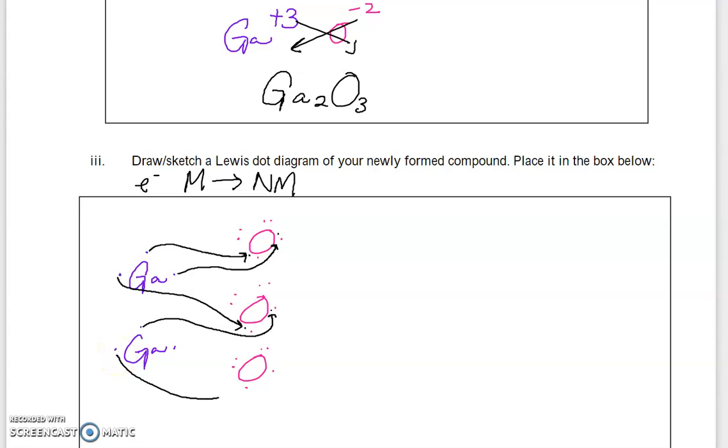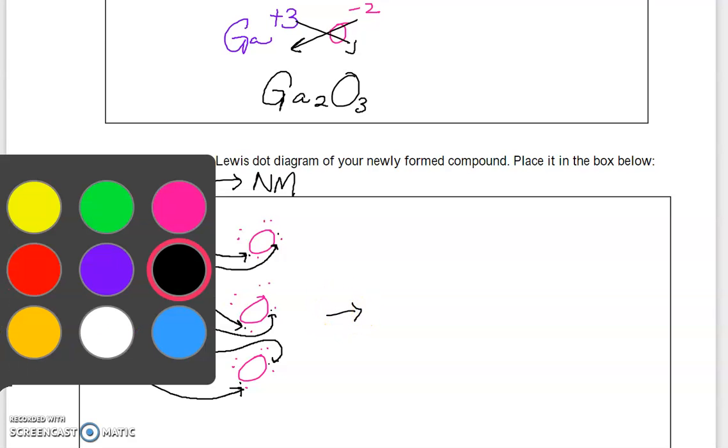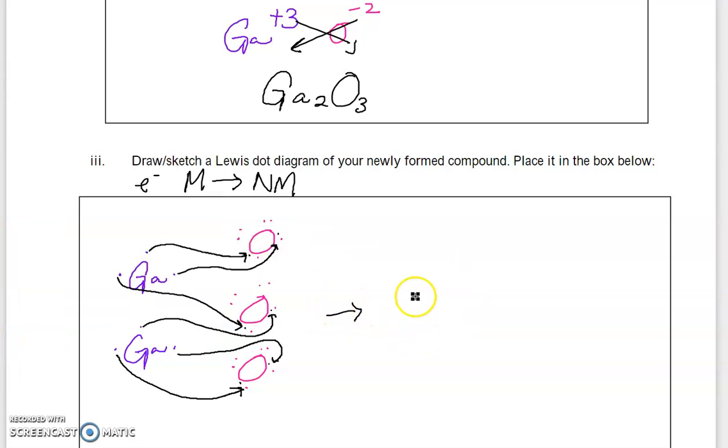This lonely electron is going to go over here. Put that dot there. And then this lonely electron is going to go over here. Put that dot there. Okay, so if I were to rewrite it, I would write out 2 Ga's. Now I would give them each a positive 3 charge because when an atom loses valence electrons, it gets more positive. Each of them has a positive 3 charge because they each lost 3 valence electrons.